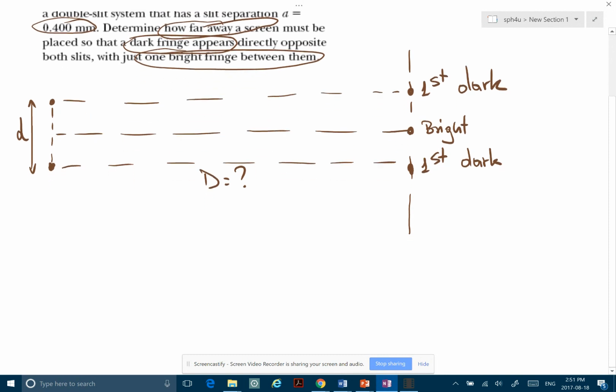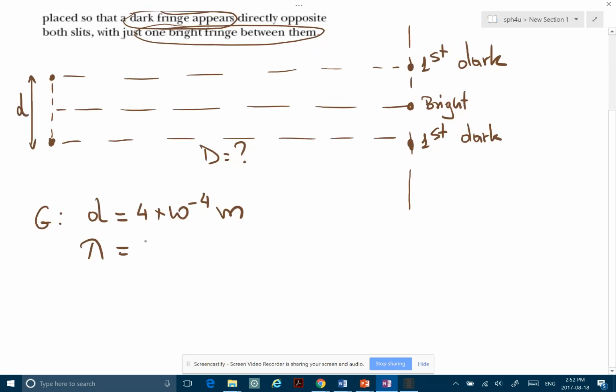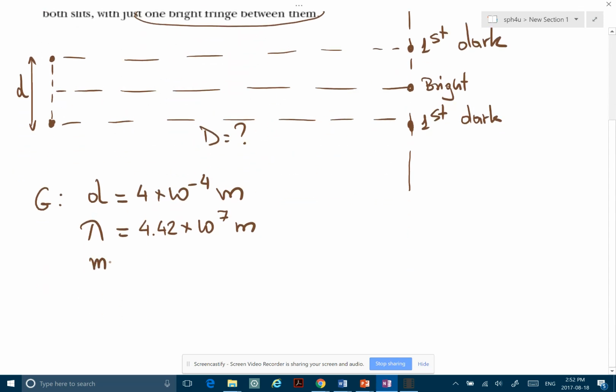So once I read it and visualize it, it's easy to write what is given. The distance between the slits is 0.4 times 10 to the power of -3 meters. Let's write it properly: that is 4 times 10 to the power of -4 meters. The wavelength is 442 nanometers, or 4.42 times 10 to the power of -7 meters. And m is equal to 1. What we want to find is D.